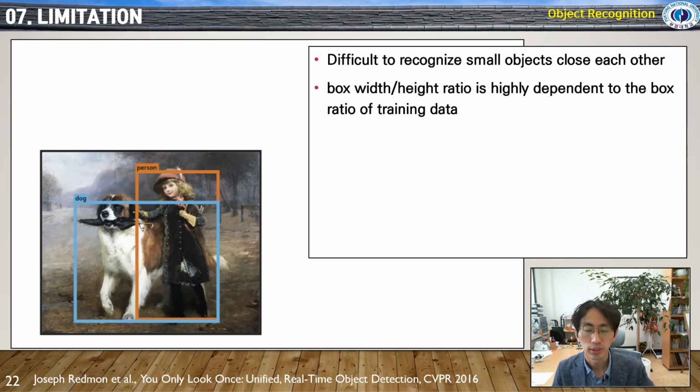Or maybe a person is not just standing, but about to fall, at 45 degrees, then the box ratio is going to be more like a square. Then it's going to be difficult to understand it as a person. So that is another weak point. Of course, if there is lots of training data covering lots of shapes and cases, all the ratios of the person and the object, then it's not a problem.